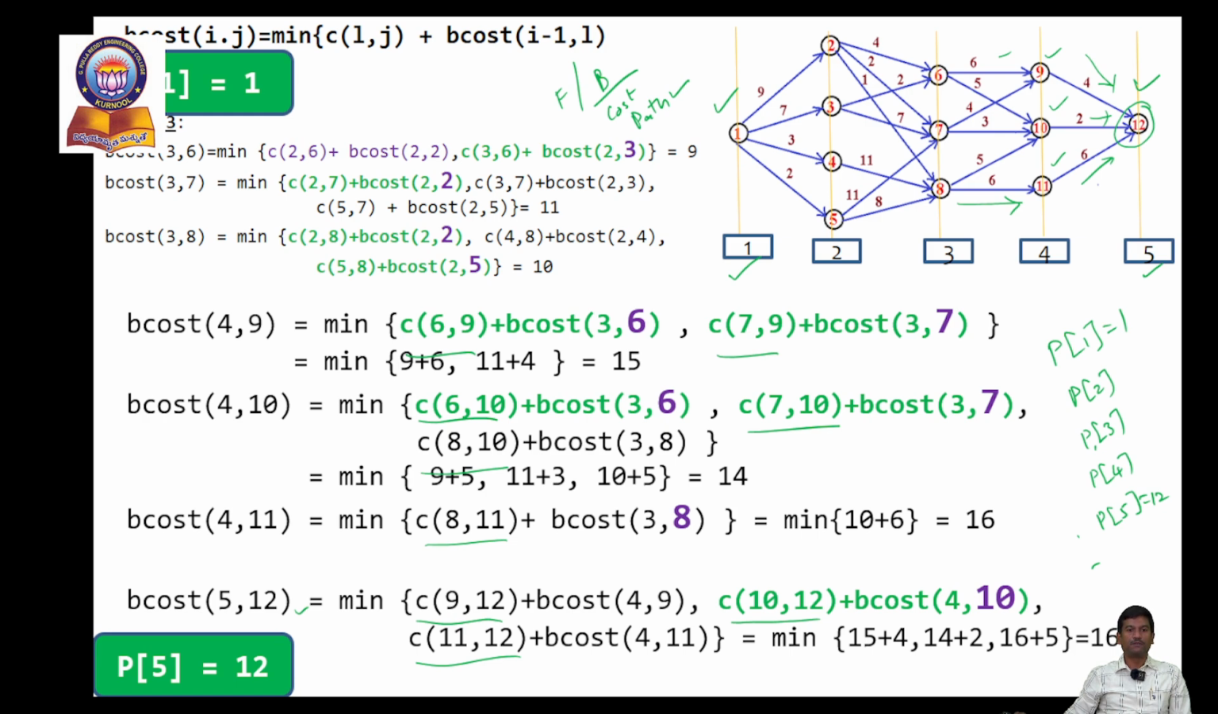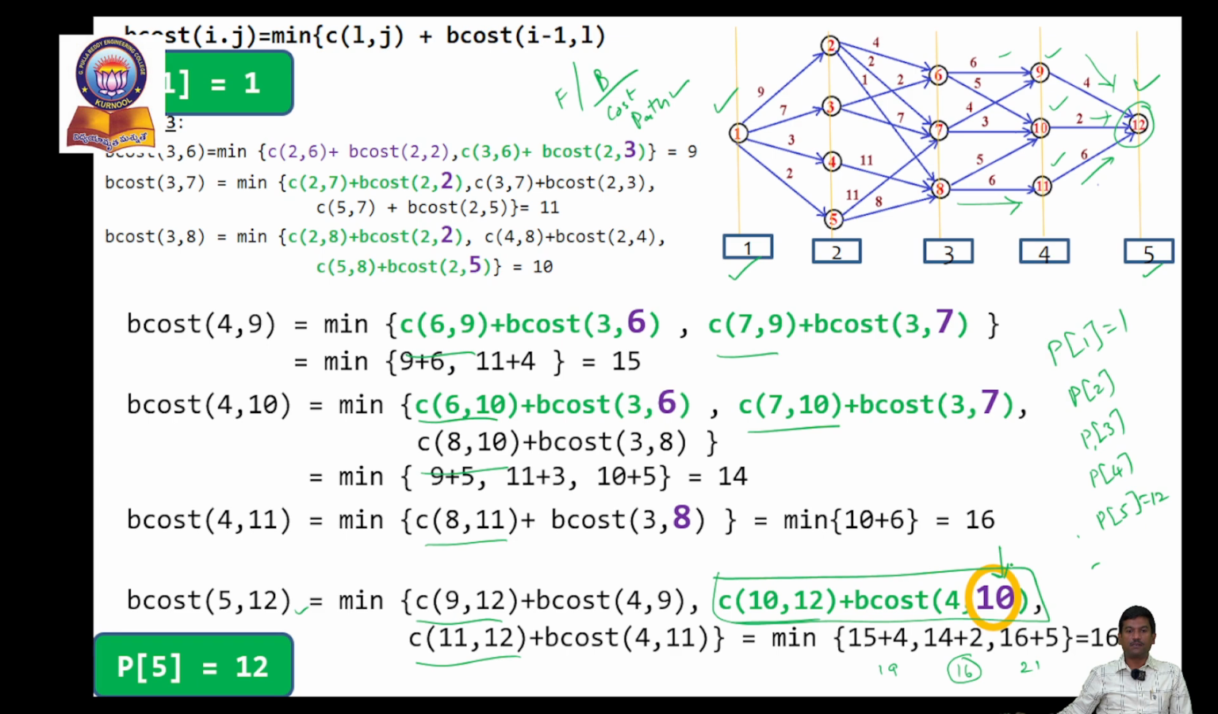And the next step is you have to find the cost at bcost of 5 comma 12. At this stage, between the values, 15 plus 4 is 19, 14 plus 2 is 16, 16 plus 5 is equal to 21. So what has led to 16? This part, c of 10 comma 12 plus bcost of 4 comma 10. That led to the minimum cost, that is 16. And what is the value of L? That is nothing but 10.